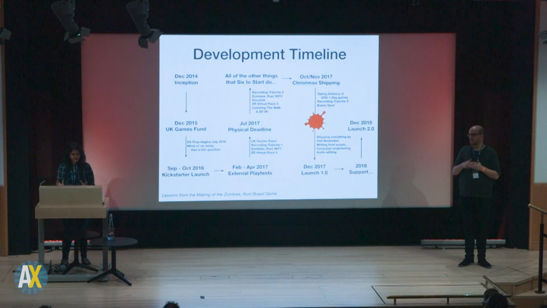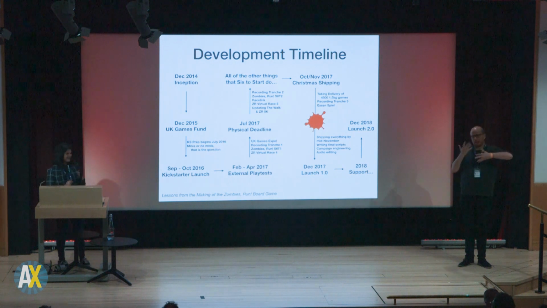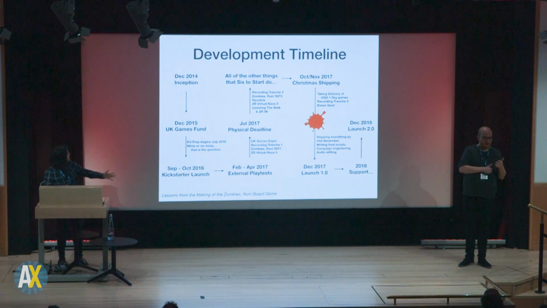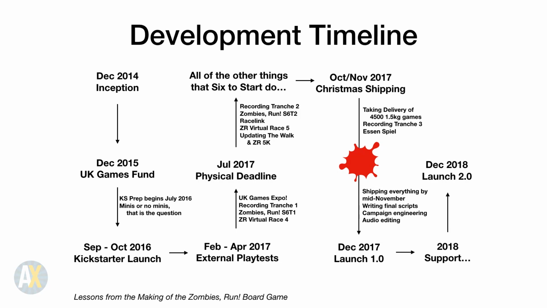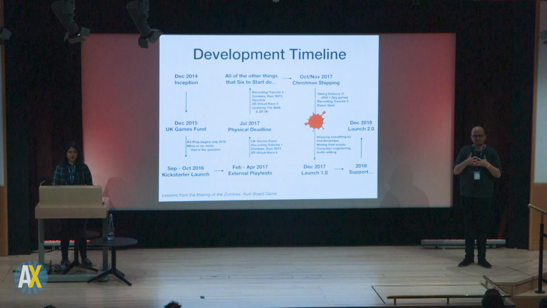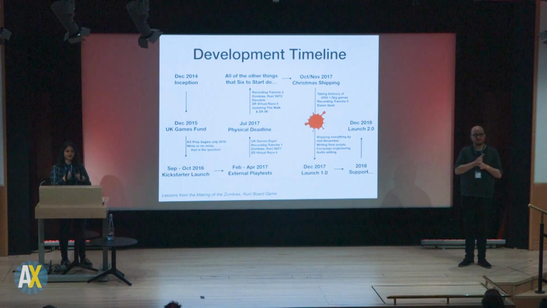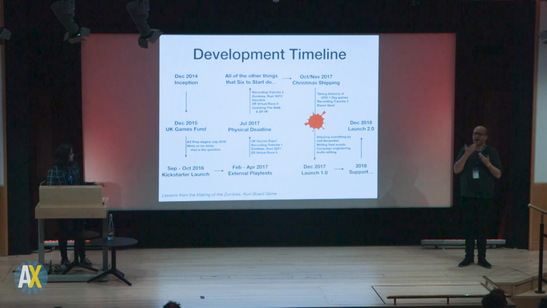This Franken-monster experiment took about 18 months from Kickstarter to finish, but started in December 2014 when Matt was noodling about it and fiddled with it for about a year before we applied for funding from the UK Games Fund in order to create an actual prototype. Went to Kickstarter, had a really successful Kickstarter, external playtests while we were developing the story and the mechanic at the same time, because as Chris said in the previous talk, games and stories are a joint system that need to work together really well. We showed it to the public for the very first time at the UK Games Expo in July 2017.